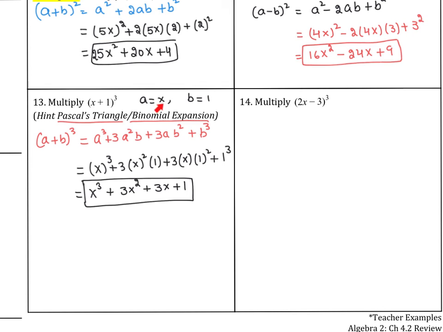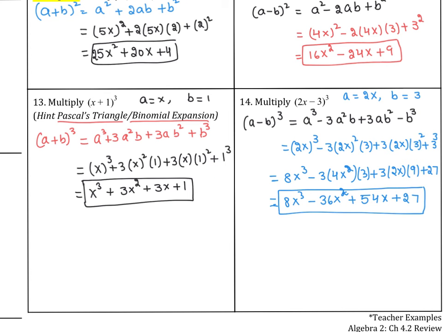So you're going to plug a as x in the formula. So that's going to be x cubed, plus 3 times x squared times b, which is 1, plus 3 times x times 1 square, plus 1 cube. So your answer is x cubed plus 3x squared plus 3x plus 1.